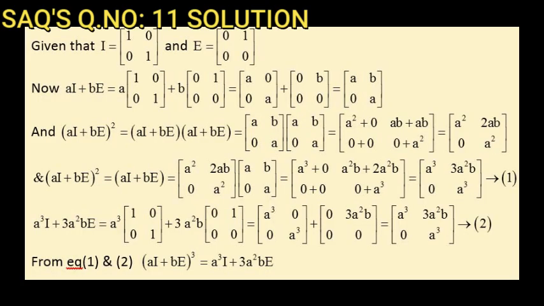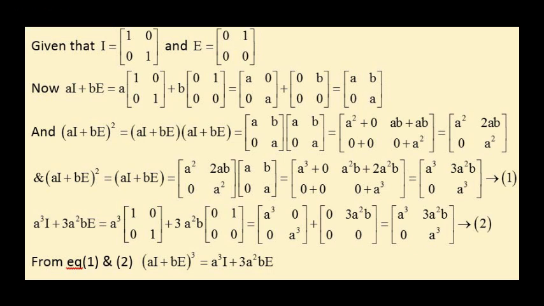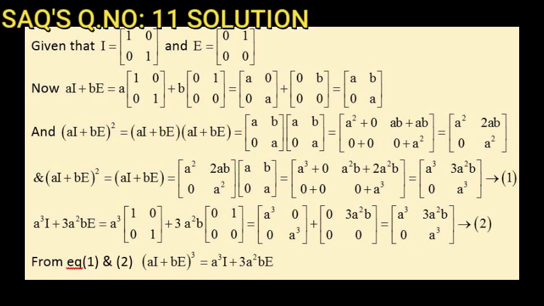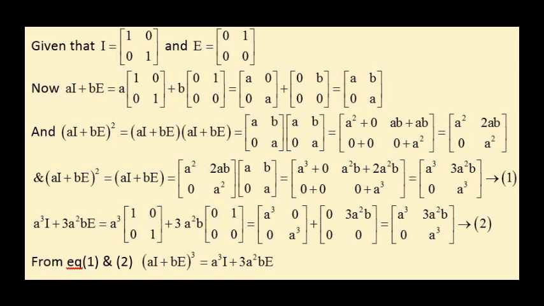Next one is, if I is equal to 1, 0, 0, 1 and E is equal to 0, 1, 0, 0, then show that (aI + bE)^3 is equal to a^3 I + 3a^2 bE. Now, consider the given two matrices I and E. aI + bE is equal to a into 1, 0, 0, 1 plus b into 0, 1, 0, 0. Here a, b are real numbers, some scalars.